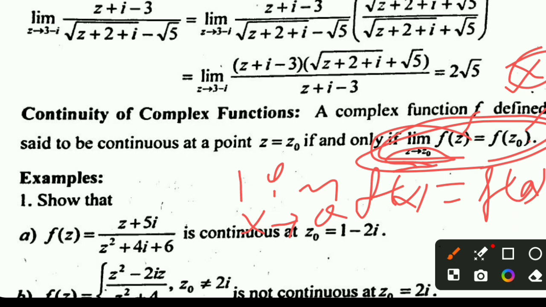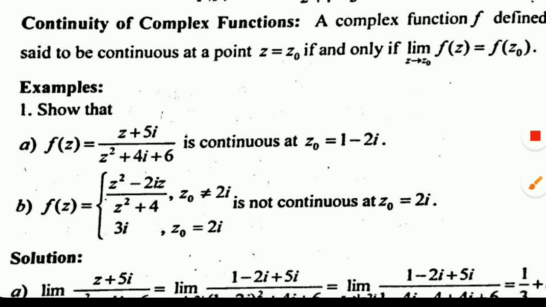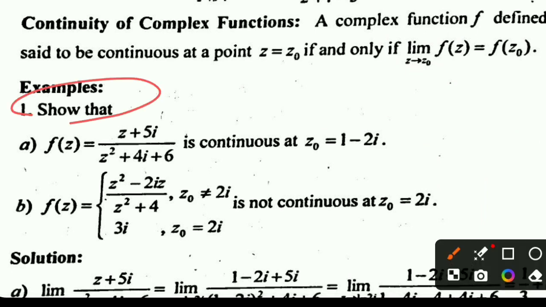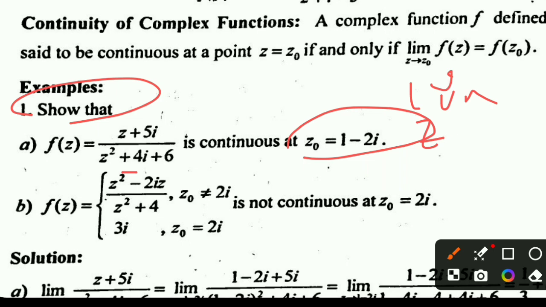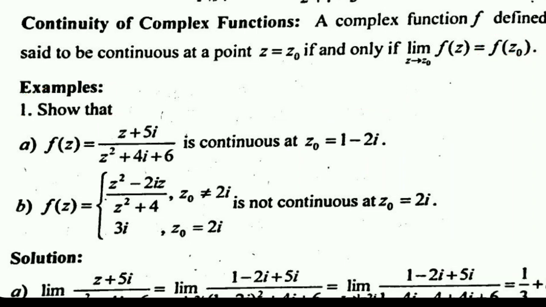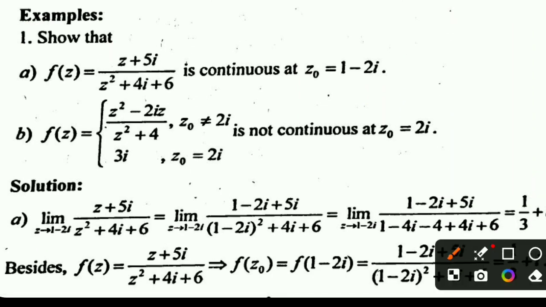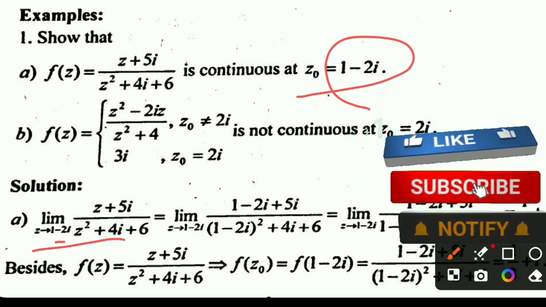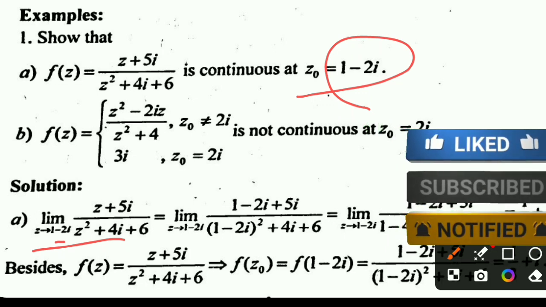Okay, let me show you one example. Show that f of z equals z plus 5i over z square plus 4i plus 6 is continuous at z naught equal to 1 minus 2i. Here we first find the limit as z tends to z naught, then equate it to f of z naught. Our z tends to 1 minus 2i. Then you can use different rules, such as factorization or rationalizing, for finding the limit.